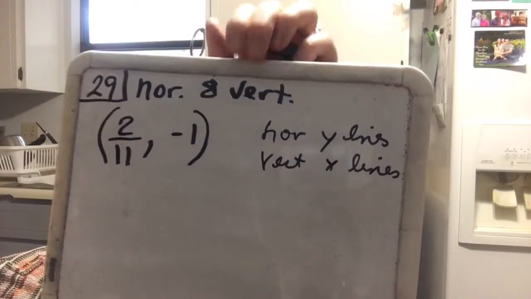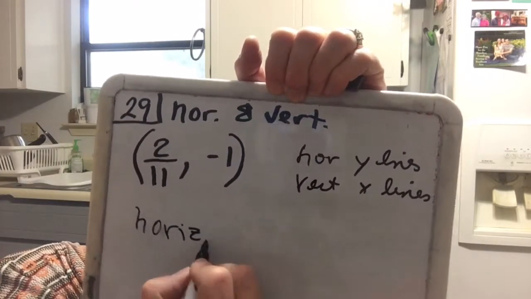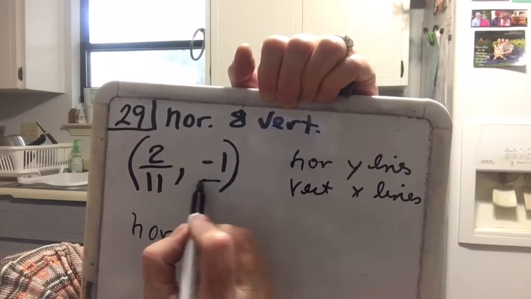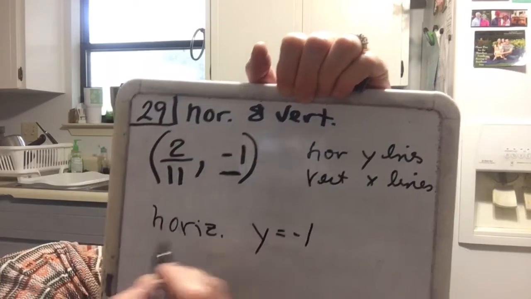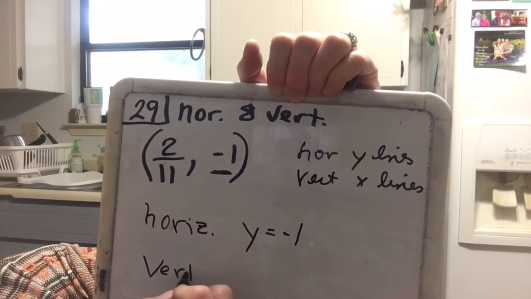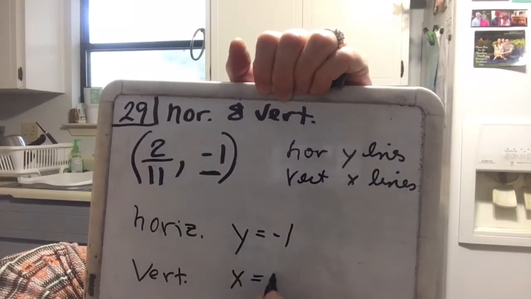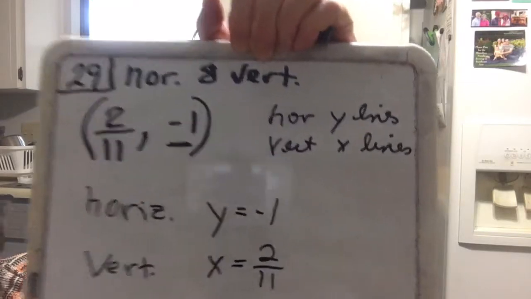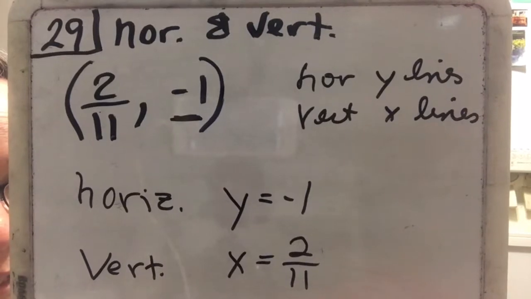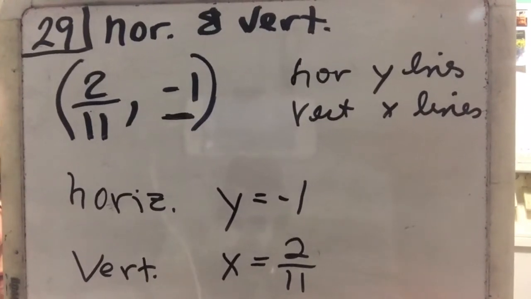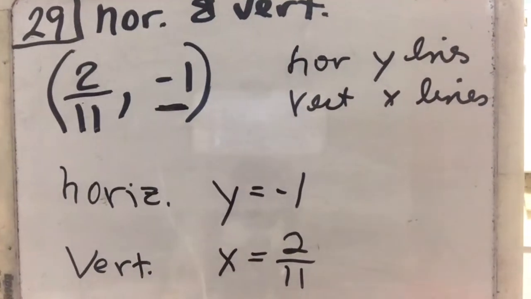Okay, so when I'm looking at a horizontal line, then it's a y line, so I'm going to take the y coordinate and say y equals -1. For the vertical line, it is an x line, so I'm going to use the x coordinate, which is 2/11. And there you have number 29. Very quickly done. Remember, horizontal lines have a slope of 0, and vertical lines have a slope of undefined.